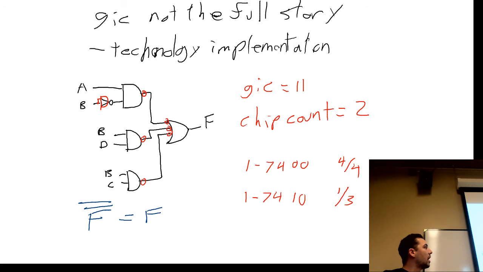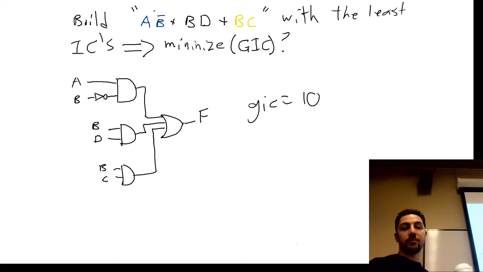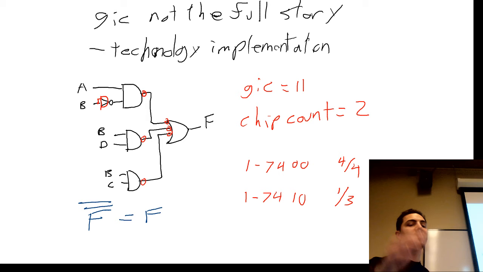So our chip count, first off, let's look at our gate input cost. Our gate input cost has gone up. Going back here, our gate input cost was 10. But because we can't use an inverter, we have to use a NAND gate. Now our gate input cost has gone up to 11. But overall, we need 2 chips. This is a 3-input NAND gate, so that's 1 chip. And then I've got 1, 2, 3, 4 2-input NAND gates. So overall, I'm using 4 out of 4 things on the NAND, the 7400, and 1 out of 3 on the 7410. Richard?